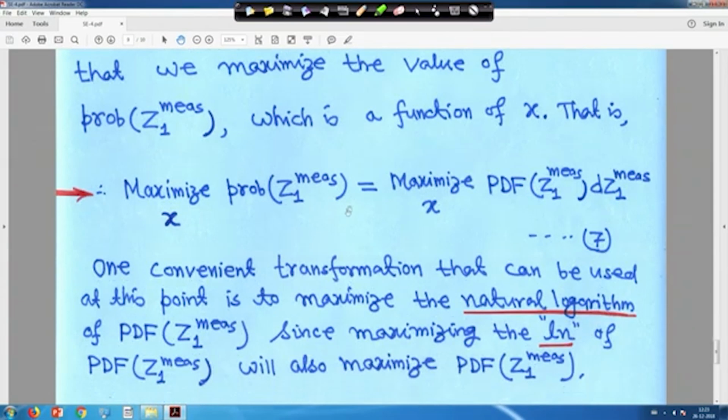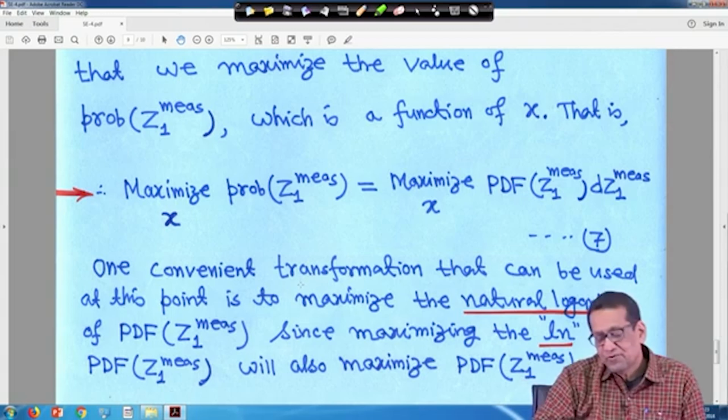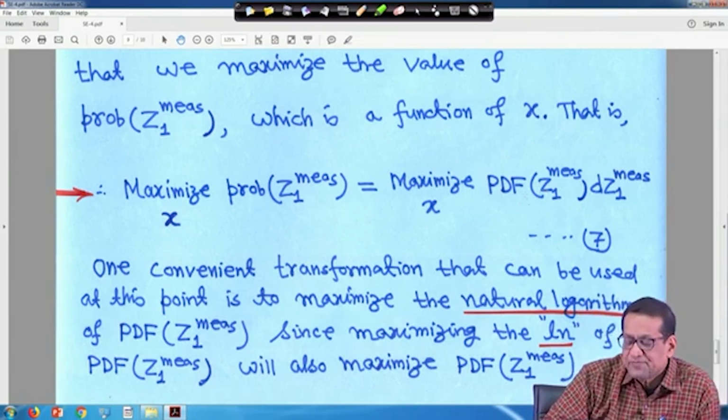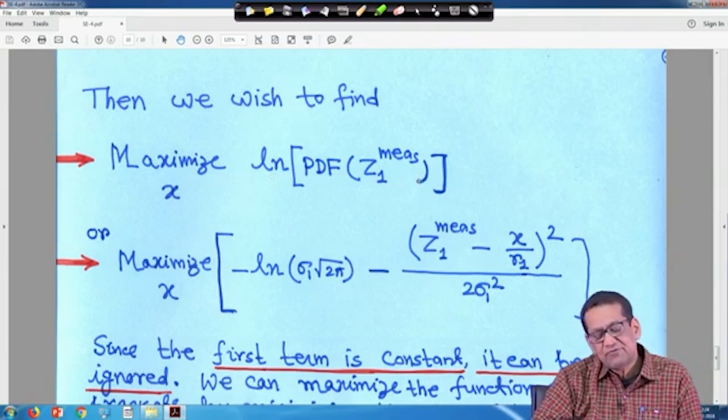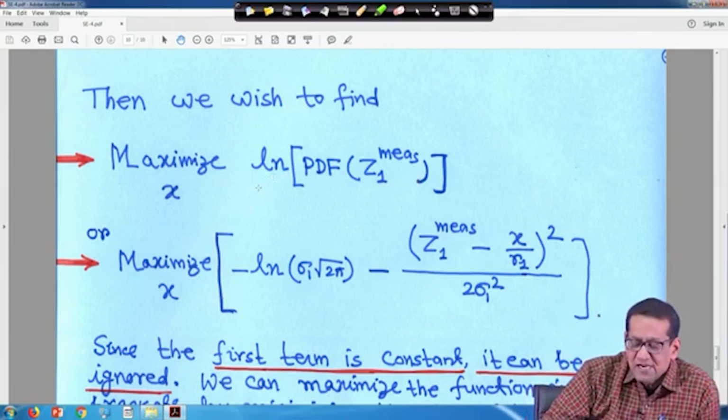Now, how to maximize this? Things are very simple. One convenient transformation that can be used at this point is to maximize the natural logarithm of PDF Z1 measure, since maximizing the ln, that is the natural logarithm of PDF Z1 measure, will also maximize PDF of Z1 measure. So, when we try to maximize PDF of Z1 measure, if you take its natural logarithm, it will be the same thing. So, we wish to maximize the natural logarithm of PDF Z1 measure, for which you can find the true value.